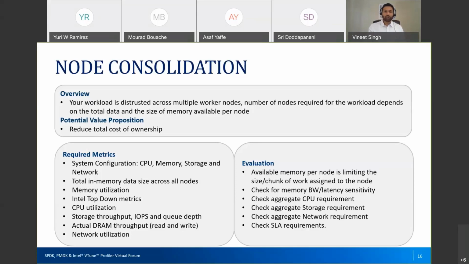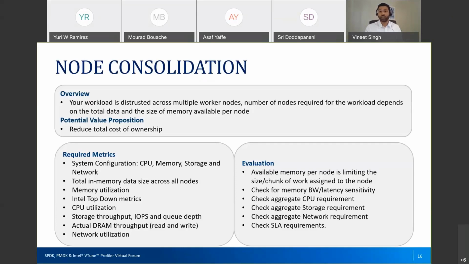So here, what you have to do is you have a bunch of nodes running the workload, pick a subset of those nodes, basically sample some of the nodes, and collect data from them on the DRAM only nodes. You will need extensive information about the system configuration and how each component on the system is being used. The first thing that you have to check here is whether available memory per node is limiting the amount of work that you are assigning to the node. So basically you are using more than 50% of available memory on the system.